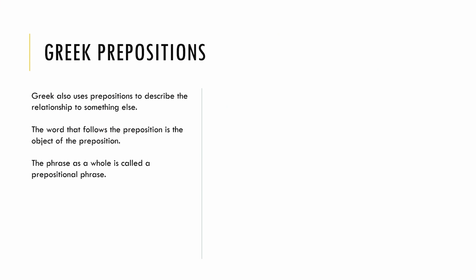Well, Greek also uses prepositions to describe the relationship of something to something else. The word that follows a preposition is the object of the preposition. That is also true. In Greek, usually word order doesn't matter, but in prepositional phrases, yes, the object of the preposition will follow the preposition. So they'll be together. And then finally, the phrase is called the prepositional phrase. So all that's the same in Greek.